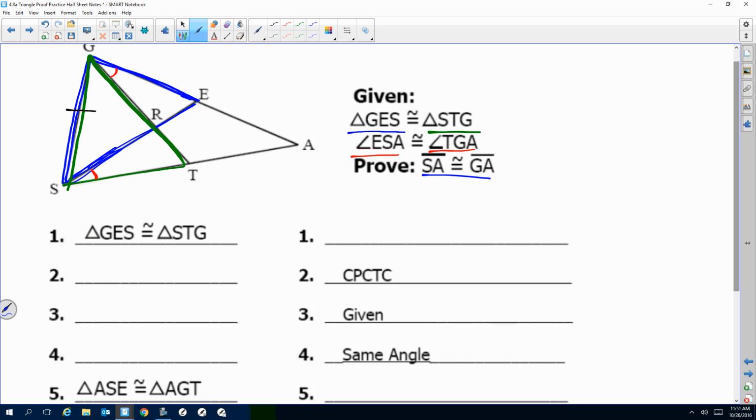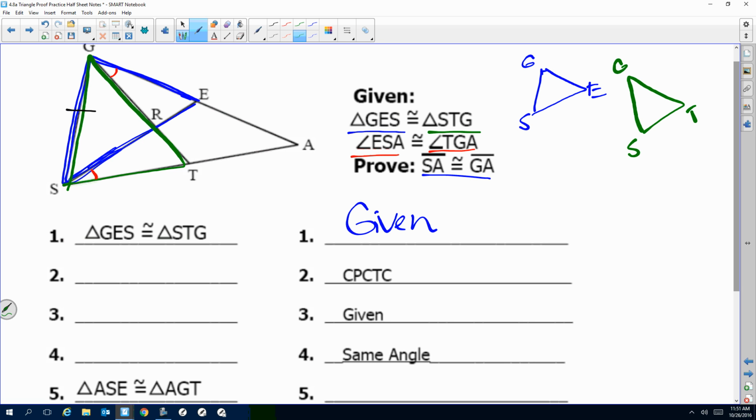Okay, so here's what I'm going to do, guys. And you might need to do the same, just so you can see the relationship. I know the first one is given. We're starting off saying that the triangles are congruent. So I'm looking at my triangle. This is my triangle GES. We're stating that that is congruent to, here's my other one, GST.